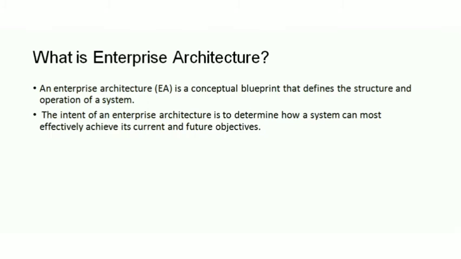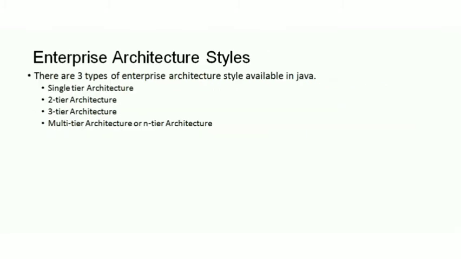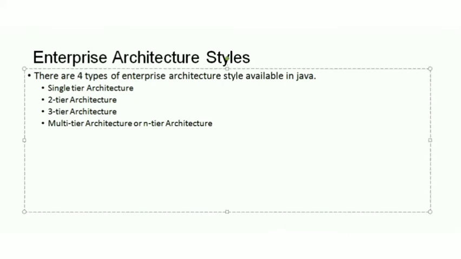The intent of an enterprise architecture is to determine how a system can most effectively achieve its current and future objectives. So the enterprise architecture defines how the system works, what the purpose of that system is, and what its functionalities are. In the enterprise architecture, there are mostly four types of architecture.